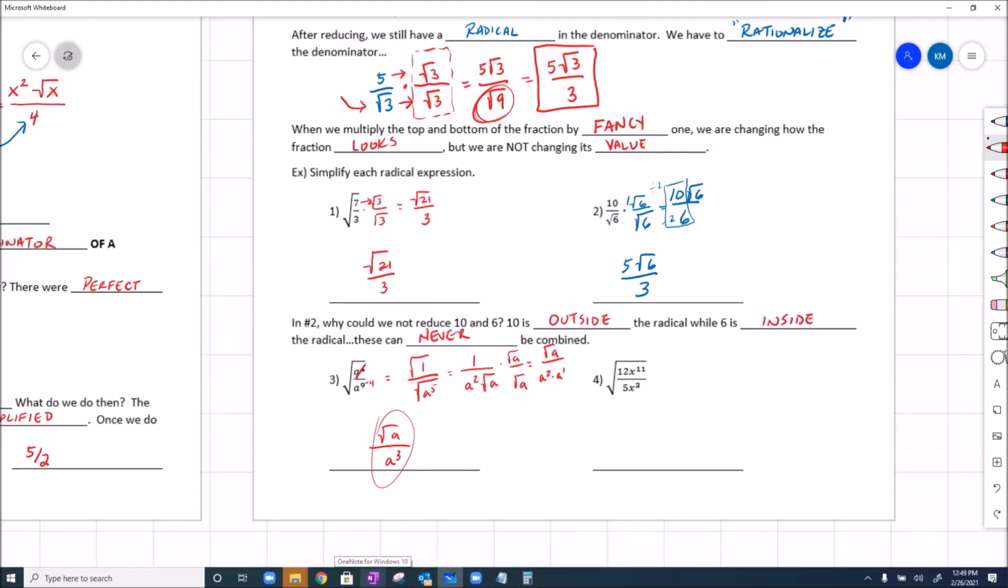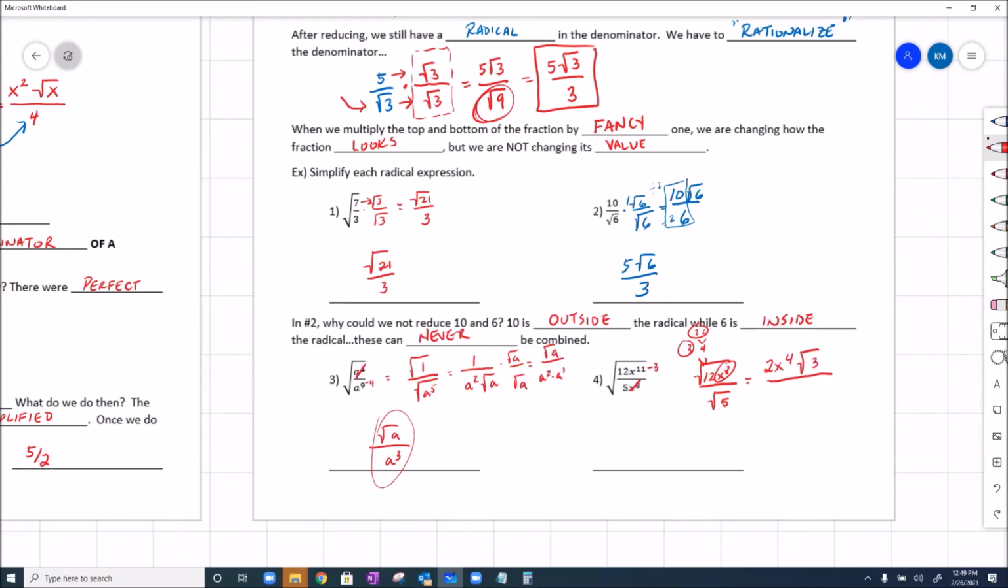And then number 4, as we simplify, 12 and 5 don't simplify, but our x's do. So we have radical 12 x to the 8th over radical 5, sorry. And so I can simplify this top a little bit. It goes into 12, 3 and 4, 2 and 2. So I have a pair of 2's. X to the 8th, that's 4 pairs of x's, and a 3 without a pair.